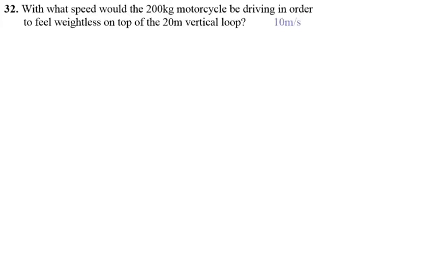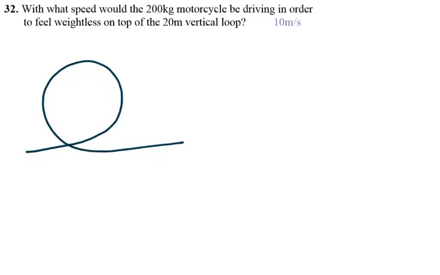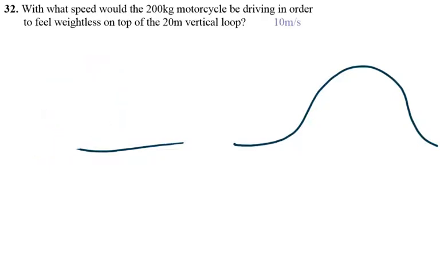Here's another question, and it doesn't matter whether your motorcycle is going in this kind of loop or in this kind of loop. I'm going to show you a different example with the second loop, not the first one. The first one we just solved is similar. So if your motorcycle is right here, what speed would the 200 kilogram motorcycle have to be driving in order to feel weightless on top of the vertical loop? So the radius is 10 meters.